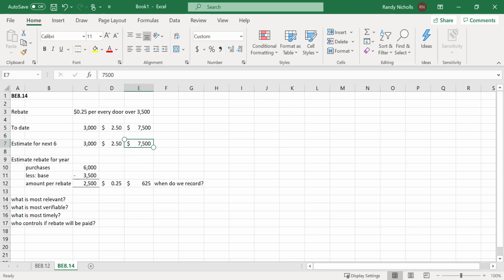Now, the way the rebate works is if I buy 6,000 during the calendar year, the 3,000 plus the 3,000, everything over 3,500, I'm going to get a rebate on. So I'll get a rebate on 2,500 wood frames at 25 cents per frame. So I've got a $625 rebate I'm going to earn during the year. And the question gets to be, when should I record that rebate?